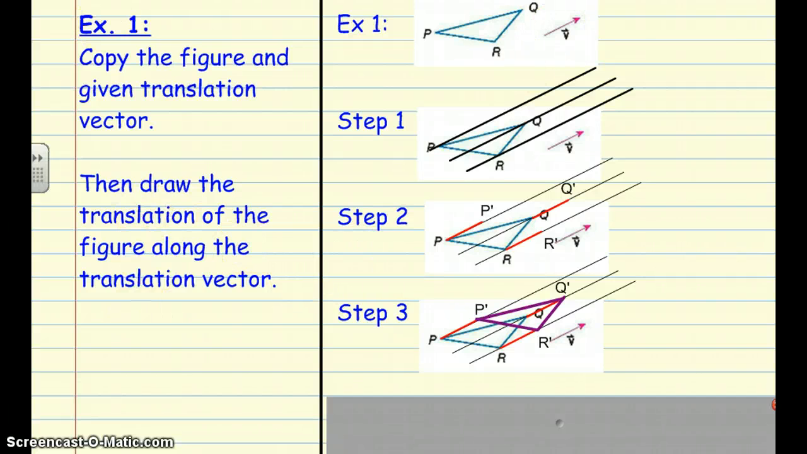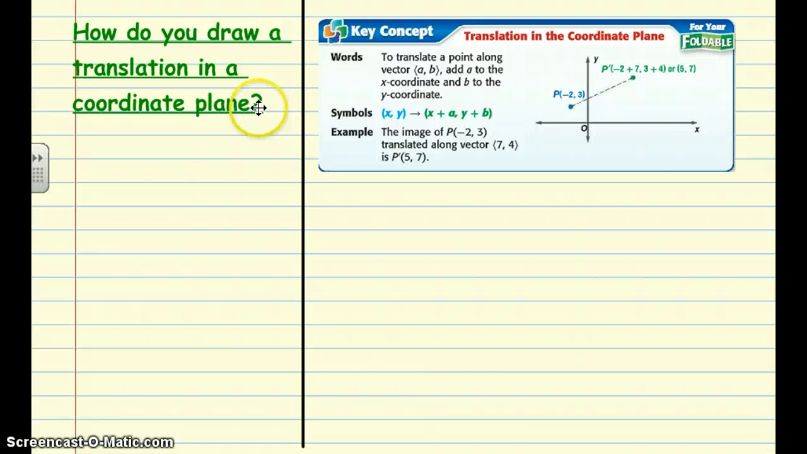So the next question you might have is, how do we draw a translation in a coordinate plane? And it's actually pretty simple. We're going to simply take any of our coordinate pairs, the XY pairs, and add the information from the vector to each of those coordinate pairs. So you're going to take your X coordinate, add the first part of the vector, and your Y coordinate, add the second part of the vector. So again, why don't you take a minute and copy that down. I'll erase that so you can see what letters are in there.